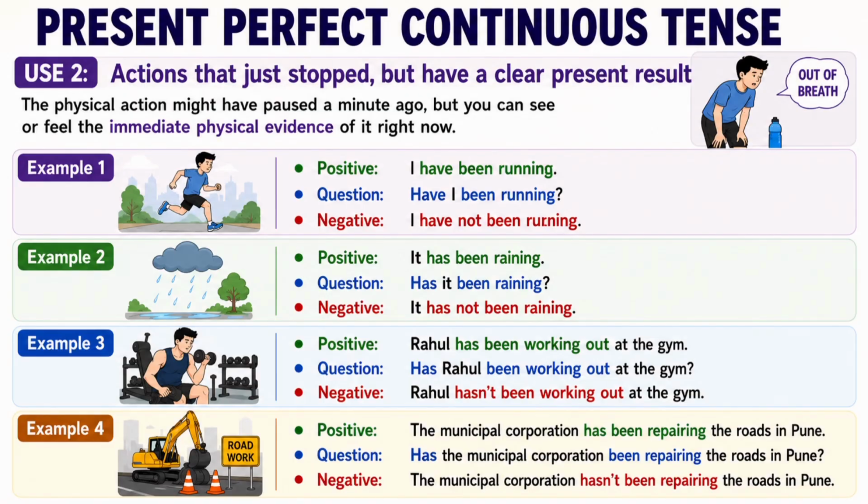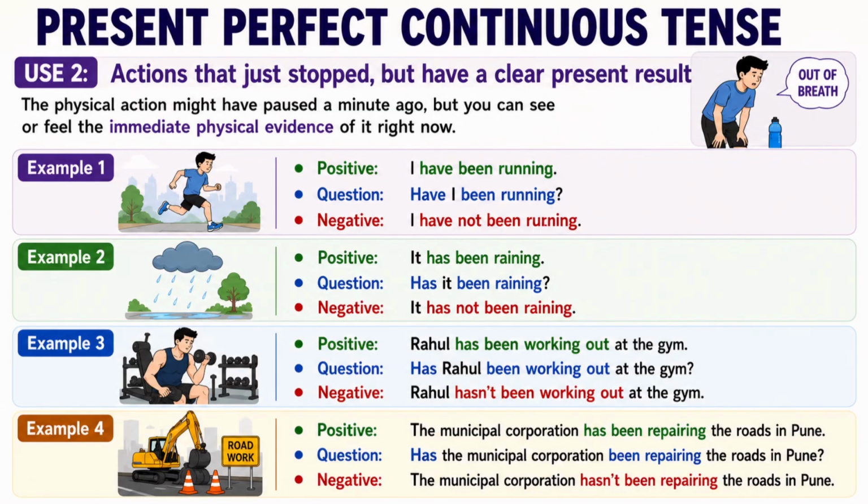Example 2. Positive. It has been raining. Question. Has it been raining? Negative. It has not been raining. Even if the rain has just stopped, the roads may still be wet. Example 3. Positive. Rahul has been working out at the gym. Question. Has Rahul been working out at the gym? Negative. Rahul hasn't been working out at the gym.